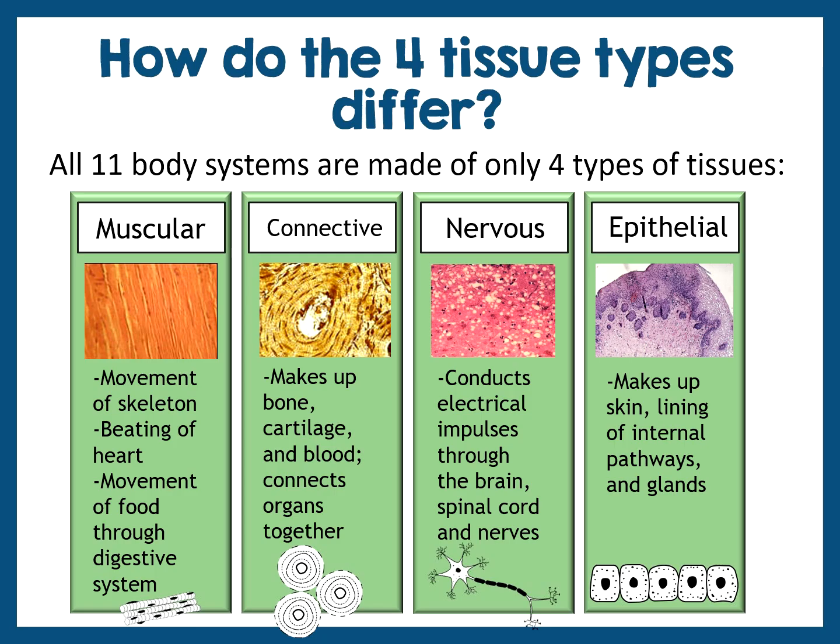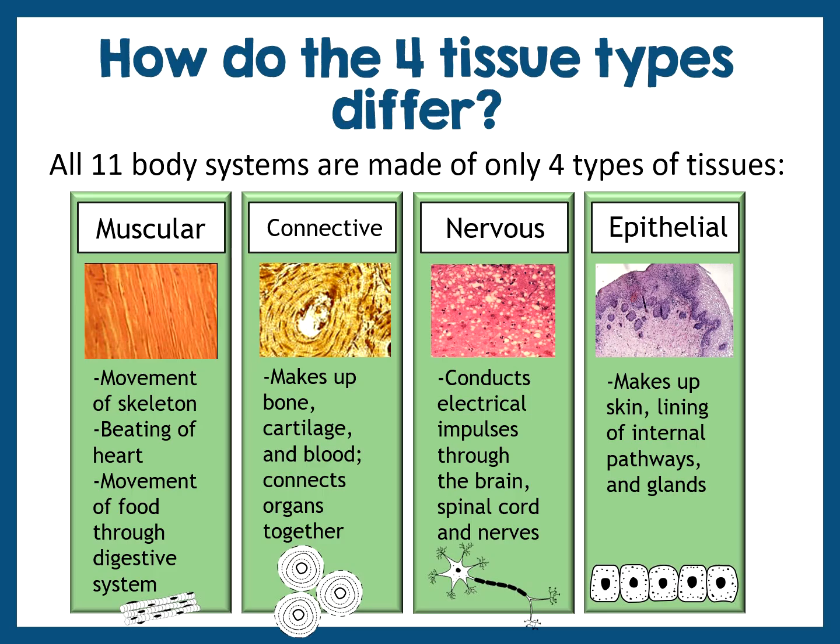Next unit, we will go into deep detail about all 4 of these tissues. And then in the muscular system, we'll go into even more detail about the muscular tissue. And in the nervous system, we'll go into more detail of nervous tissue. And in the integument, we'll go into much more detail about the epithelial tissue.